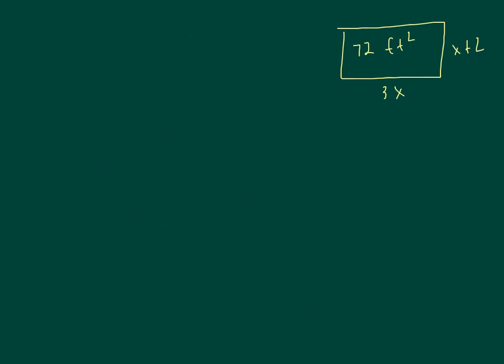Now I know what you're thinking. You're dying for a geometric word problem. Well, here's a haphazard version. We've got a rectangle with a given area of 72 square feet, dimensions of x plus 2 and 3x. So what do we do? We react. We say, hey, 3x times x plus 2 is equal to 72.